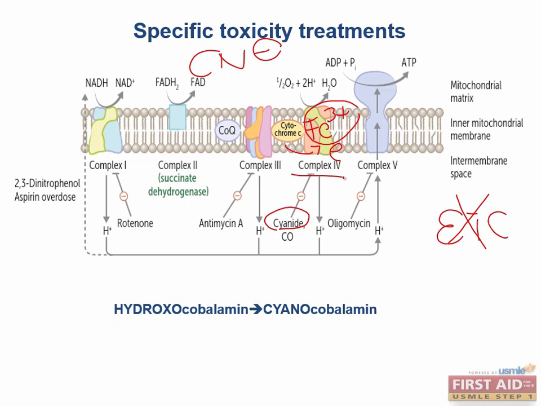Now one of the options to treat cyanide poisoning is to directly bind the cyanide. We can do this with hydroxocobalamin. The negative hydroxyl groups from the hydroxocobalamin will just do a quick switcheroo and these things will be switched over and now we create cyanocobalamin.